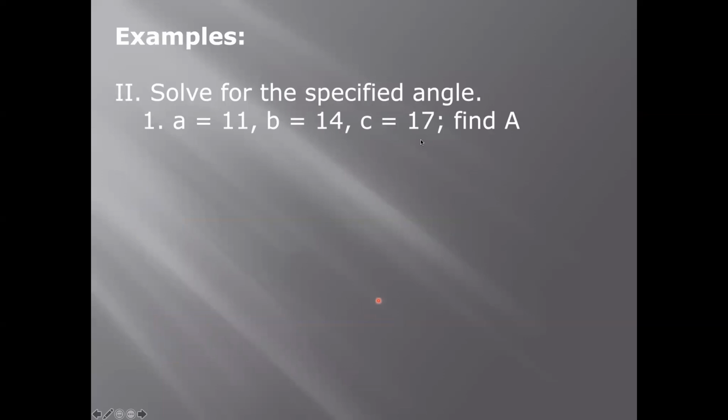This time, let us solve for the missing angle or the specified angle. Here we are given three sides of the triangle, which are A equals 11, B equals 14, and C, which is 17. And we are asked to find angle A. Now let us represent the triangle.